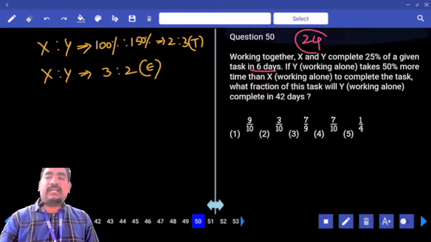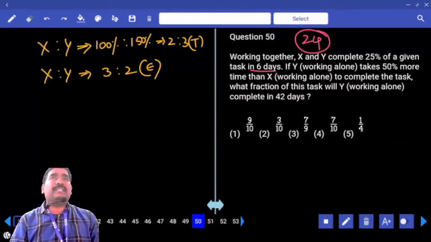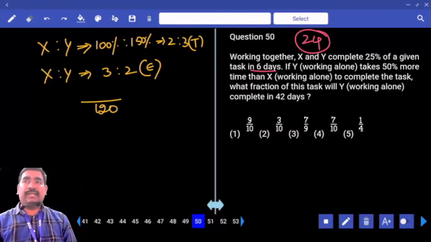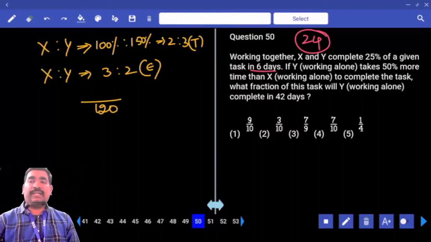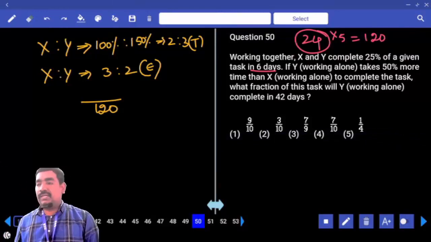Together they complete the work in how many days? 24 days. Per day 5 units. 24 days means 24 times 5, how much? 120 units. In 24 days they together can complete 120 units. That is the total work.